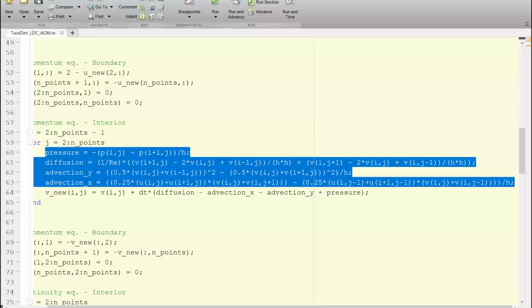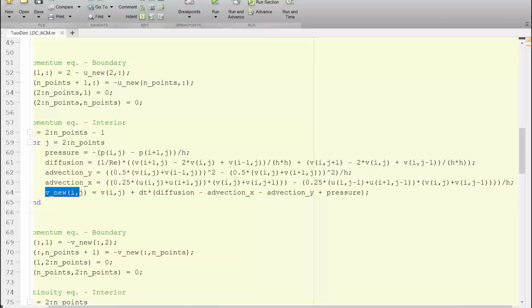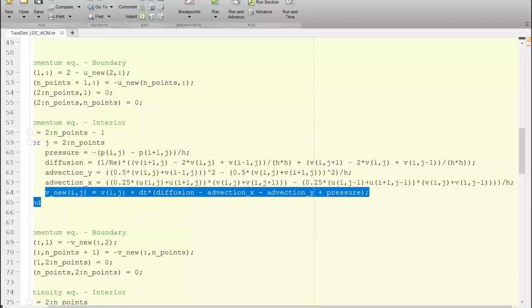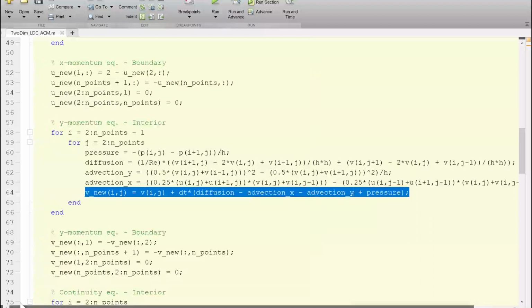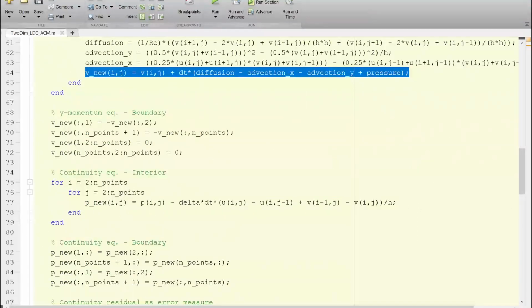So I would highlight it here so that you can compare it with your terms. And similarly, we would define the V nu as V plus delta T times diffusion plus pressure minus the two advection terms. And similarly, we would also implement the boundary conditions.